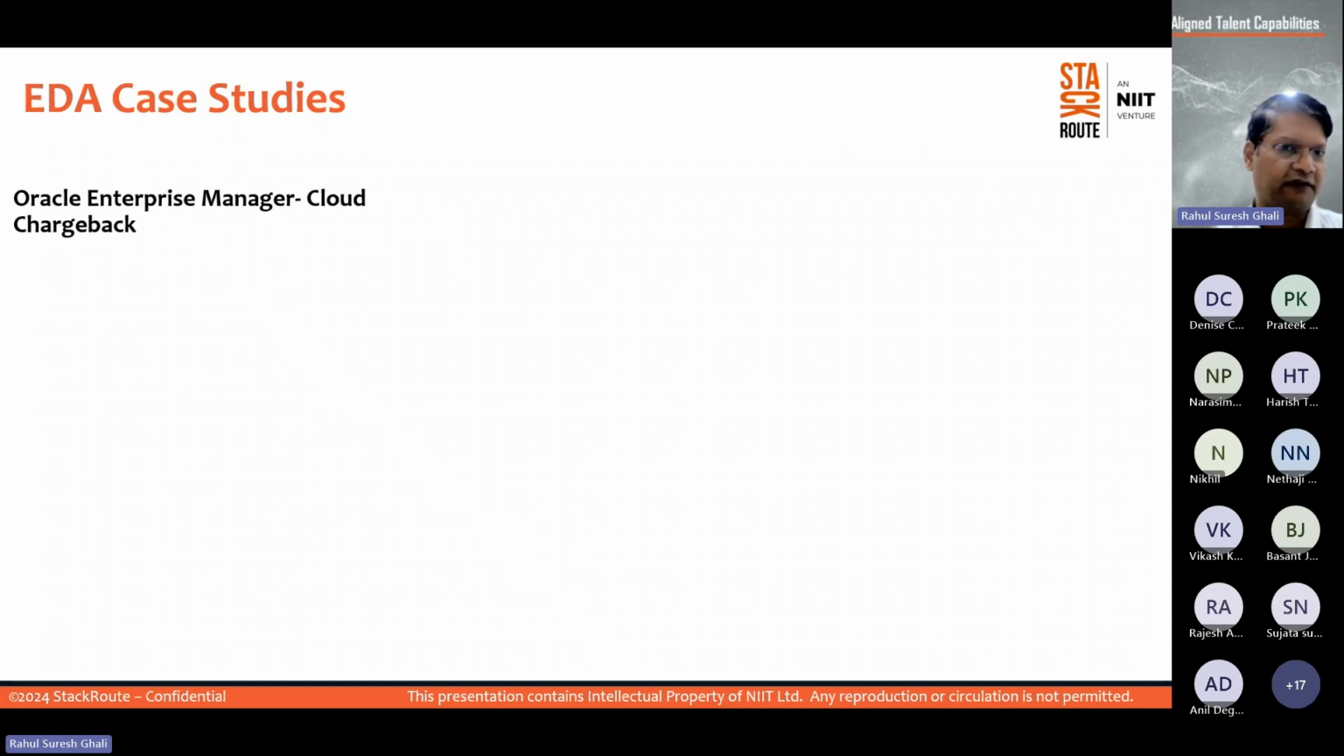So if this system, Oracle Enterprise Manager, manages the data center and provisions stuff, right? There has to be metering, there has to be a showback and a chargeback, right? So that's where it all started, right?